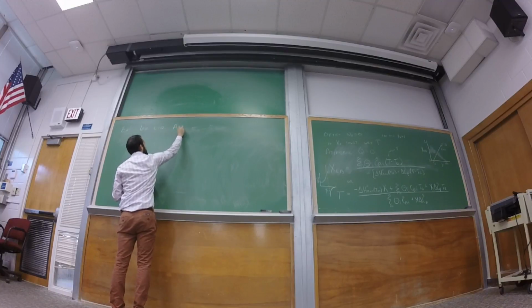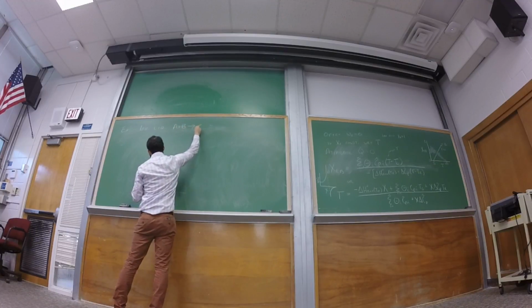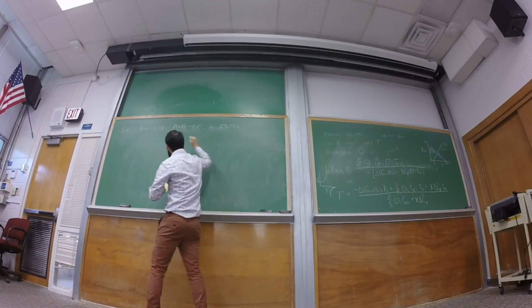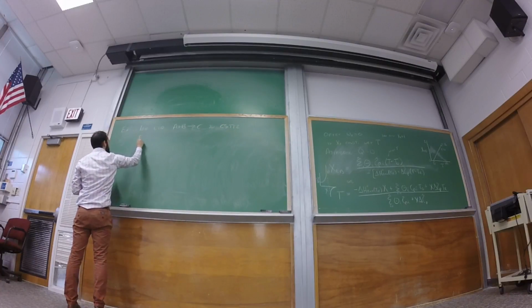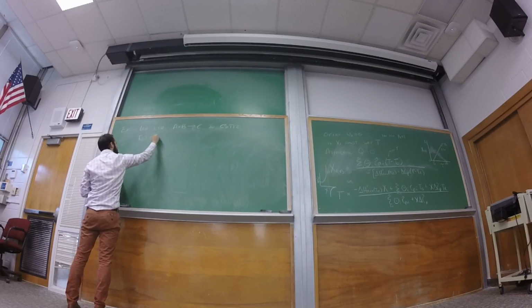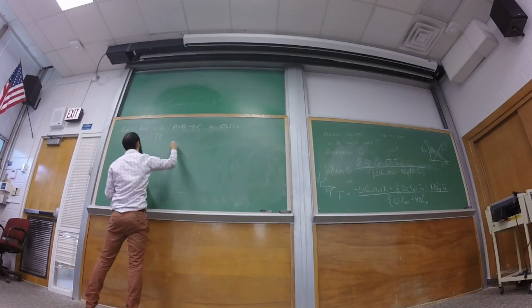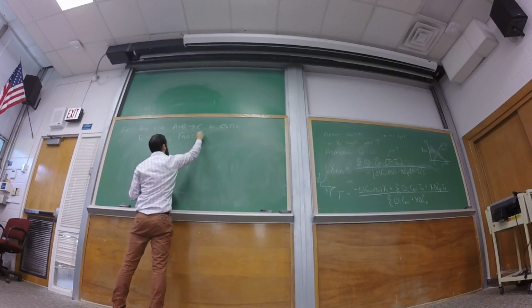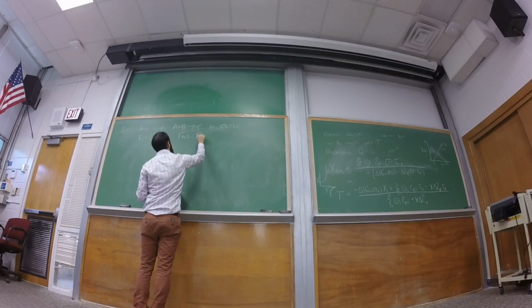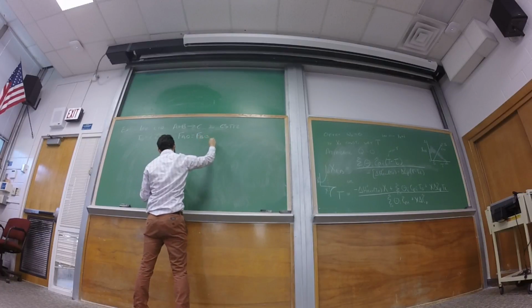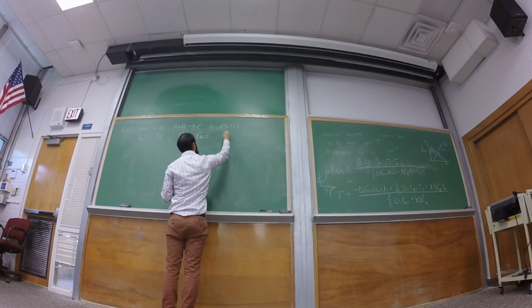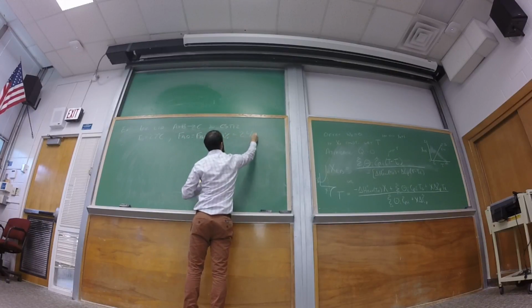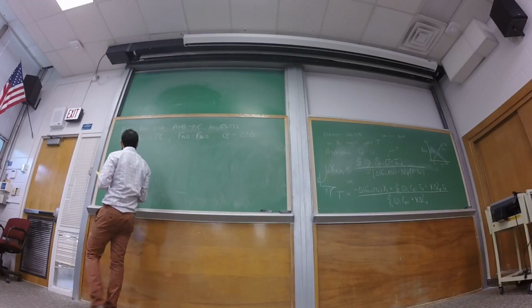A plus B goes to C in a CSTR. Inlet temperature 27 Celsius. The feed is stoichiometric. The entering volumetric flow rate is 2 liters per second.